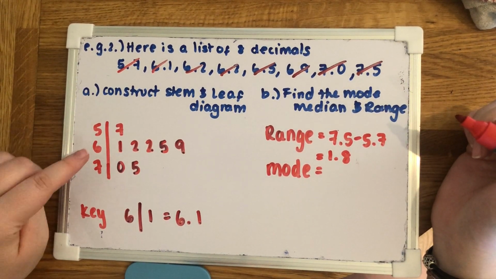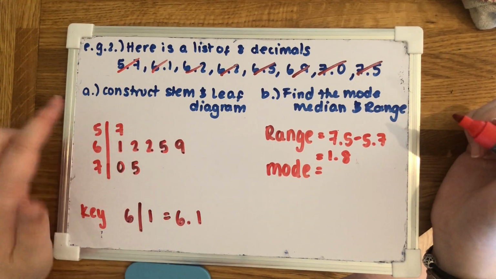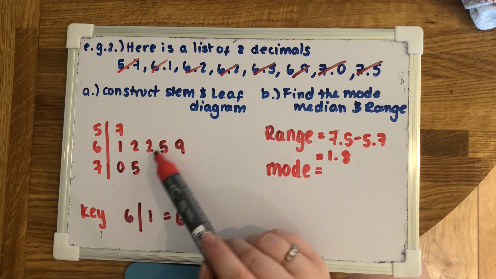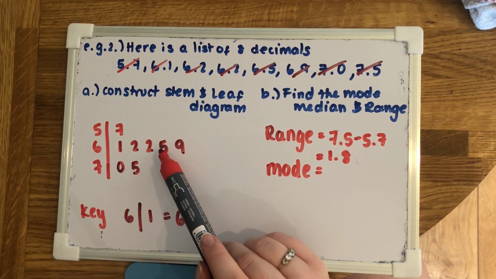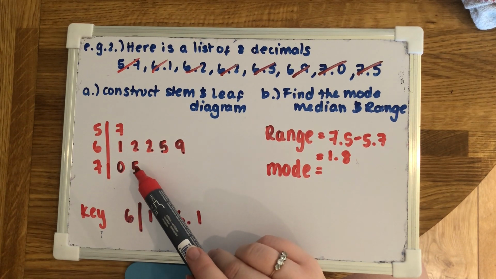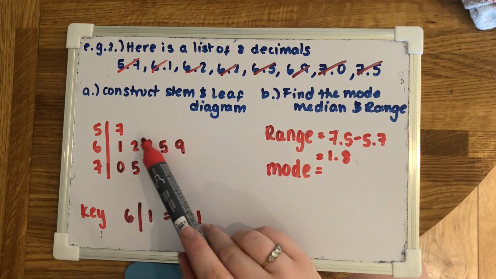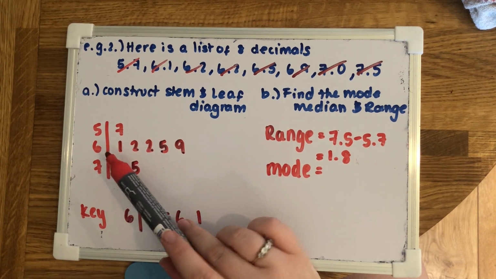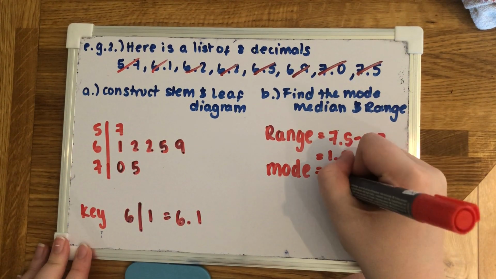Okay, and then the mode. So if you looked at this, some people make mistakes. Obviously there are 2 5s, but remember those 2 5s aren't the same thing, because actually this is 6.5 and this is 7.5. So the mode would be 6.2, because you've got 2 of those numbers in the 6th row, so it's going to be 6.2.